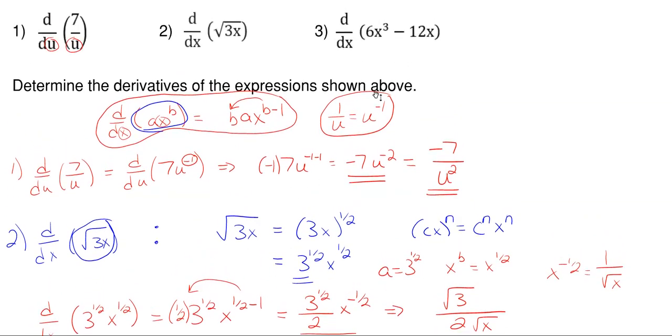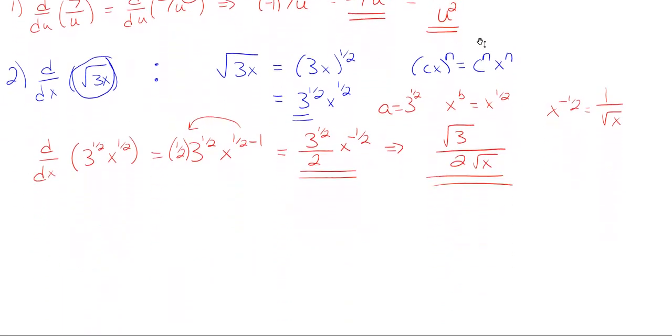All right, so we have one more to do, and that is the derivative of this whole expression of 6x cubed minus 12x. So we have d dx of 6x cubed minus 12x. So we have actually two portions here. We have the 6x cubed and the negative 12x.